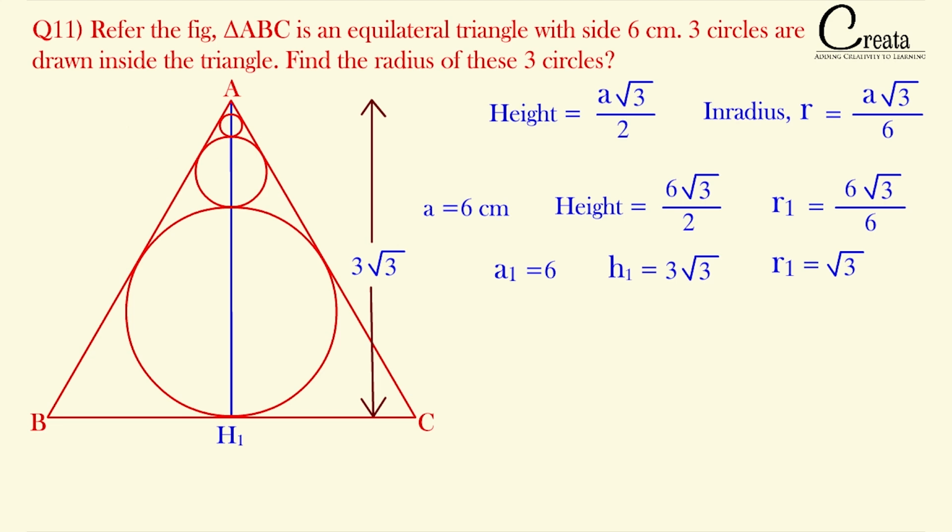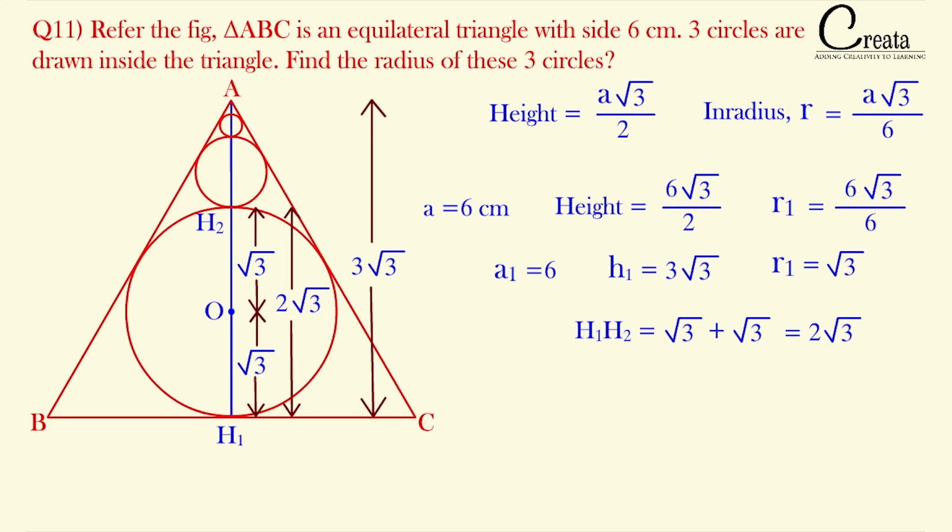Further, we are done with the first circle. Let's move forward. In this figure, if we take O as the center of this big circle, we get the radius of this circle, that is OH1 as root 3. Root 3 is the radius of this circle. So this distance and this distance will be root 3. Let's mark the point H2 at the top of the circle. So we got H1H2 as the diameter of the circle. That is root 3 plus root 3, the twice of radius, which is equal to 2 root 3. So we got the diameter of this big circle as 2 root 3.